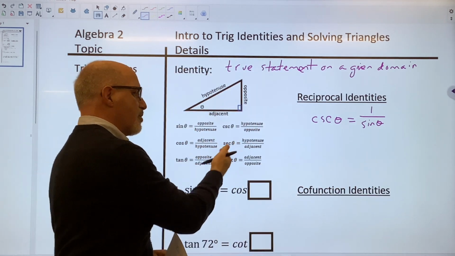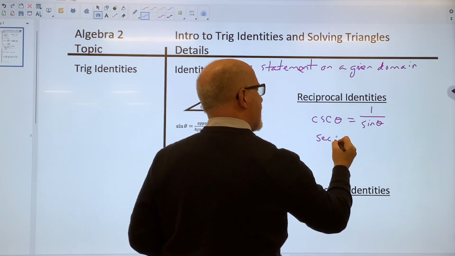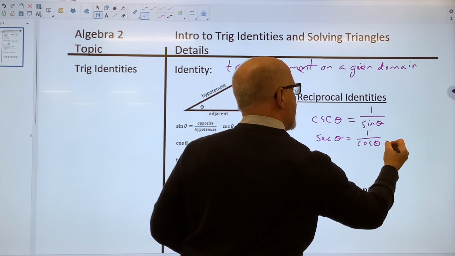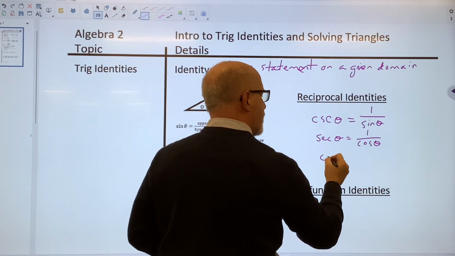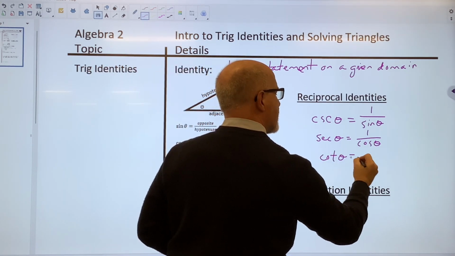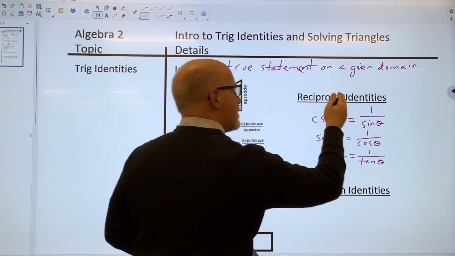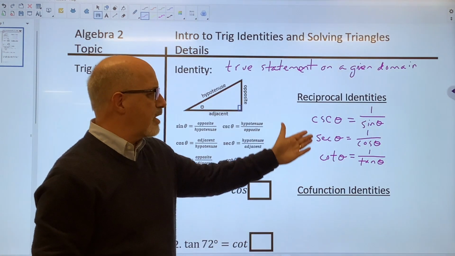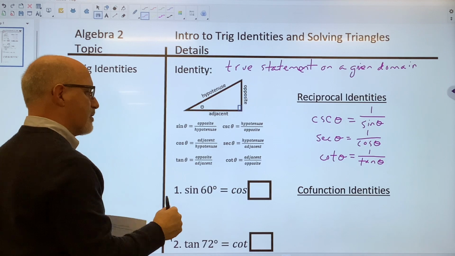Well, the same is true for cosine and secant. If you want to find secant of theta, you're going to do the reciprocal of cosine of theta. And if you want to find cotangent, you can do the reciprocal of tangent. So these reciprocal identities will help us to find information when we're looking for these trig functions. We can use the reciprocals of the other ones.